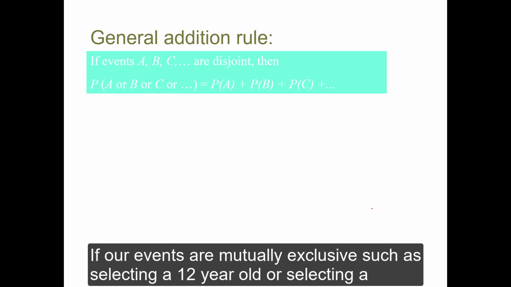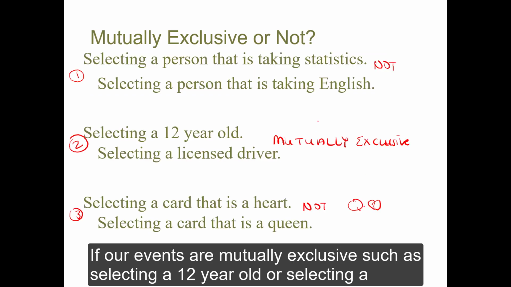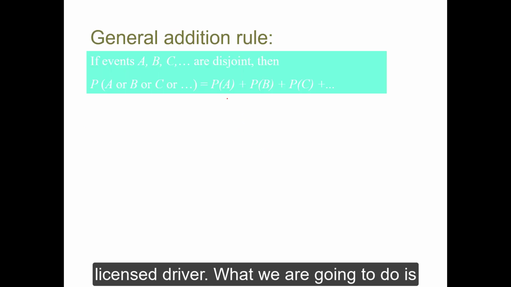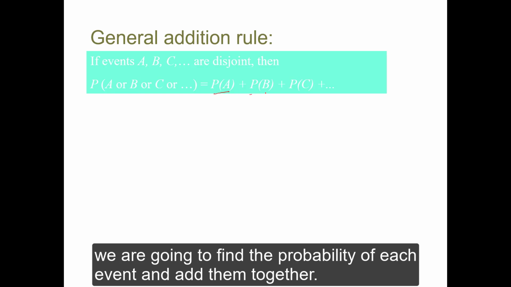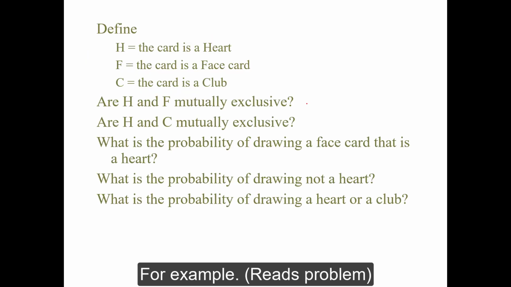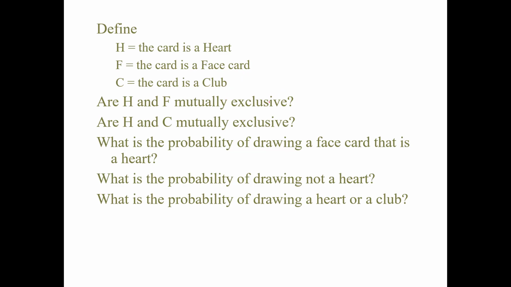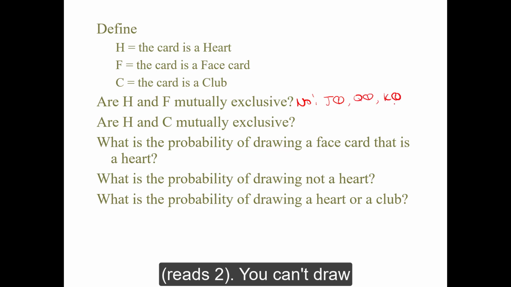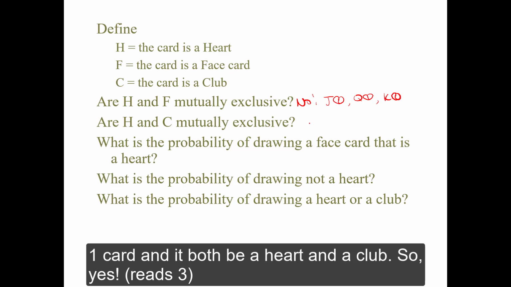If our concepts are mutually exclusive, such as selecting a 12-year-old, selecting a licensed driver, then what we're going to do is just find the probability of each event and add them together. For example, H is a heart, F is a face card, C is a club. Is having a heart and a face card mutually exclusive? No. You can have a Jack of Hearts, a Queen of Hearts, and a King of Hearts. So not mutually exclusive. What about a heart and a club? Well, you can't draw one card and it be both a heart and a club.